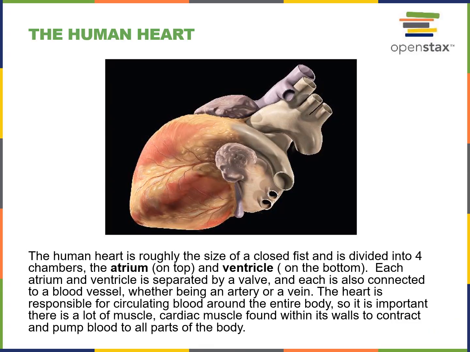So the human heart, let me get a pointer, is roughly the size of a closed fist. That is generally agreed to. But more importantly, it is divided into 4 chambers. There are 2 upper chambers and 2 lower chambers. The upper chambers are referred to as singular atrium, plural atria. Bottom, ventricle or ventricles.